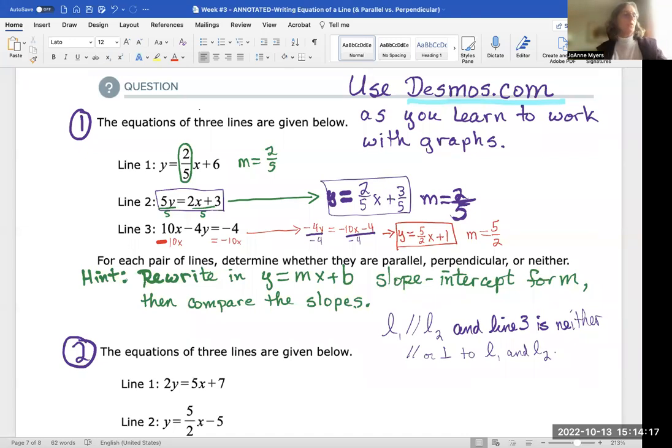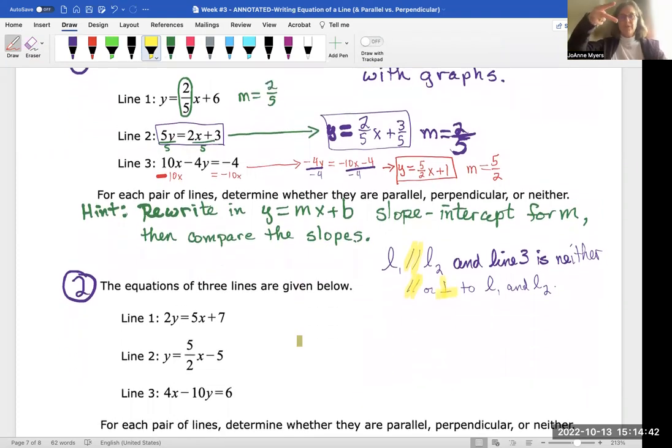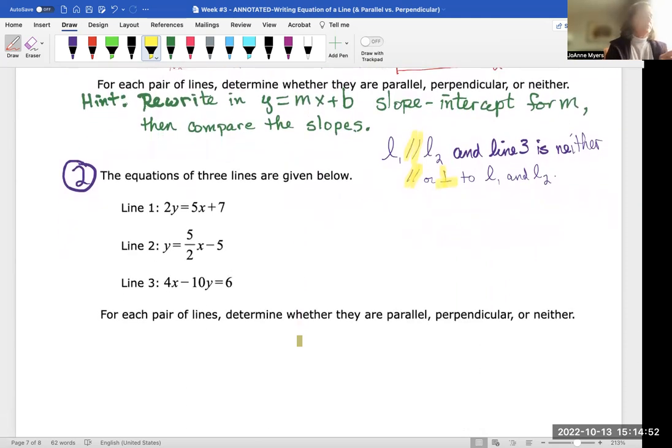All right, so for number 1, the equation of these 3 lines, line 1, line 2, and line 3, line 1 and 2 are parallel. The 2 parallel looking lines is a symbol for parallel. And then line 3 is not parallel, and it is not perpendicular. So here's your notation for parallel, and here is your notation for perpendicular. Even though 2/5 and 5/2 are reciprocals of each other, they are not negative reciprocals, where one is negative, one is positive.